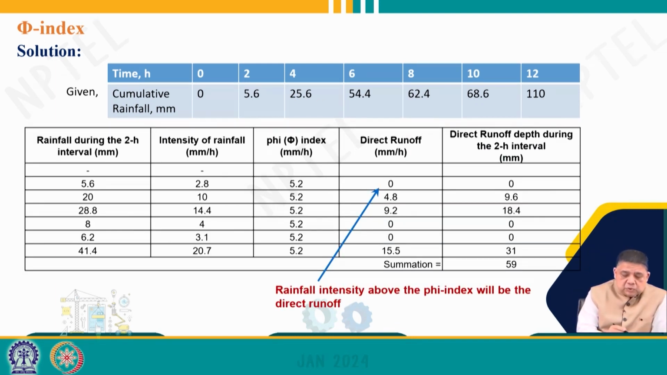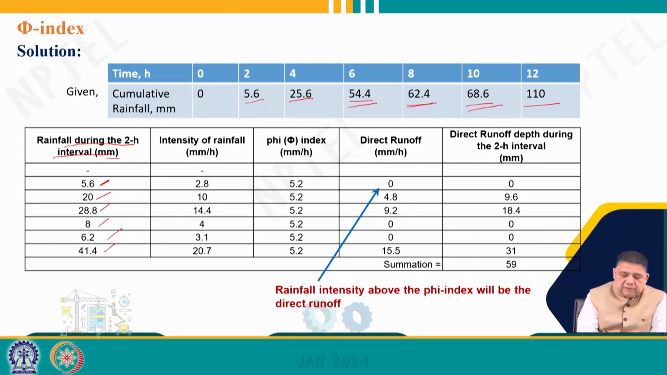So, first thing we will do is prepare a table, the first column showing rainfall during the 2 hour interval in millimeters. Obviously, for the first 2 hours, at 2 hours the rainfall will be 5.6 minus 0, which is 5.6 mm. Between 2 to 4 hours it is 25.6 minus 5.6, that means 20. Next 54.4 minus 25.6, that is 28.8. 62.4 minus 54.4, 8. Then 68.6 minus 62.4, 6.2. And lastly 110 minus 68.6, that is 41.4. So, this is the rainfall during the 2 hour interval.